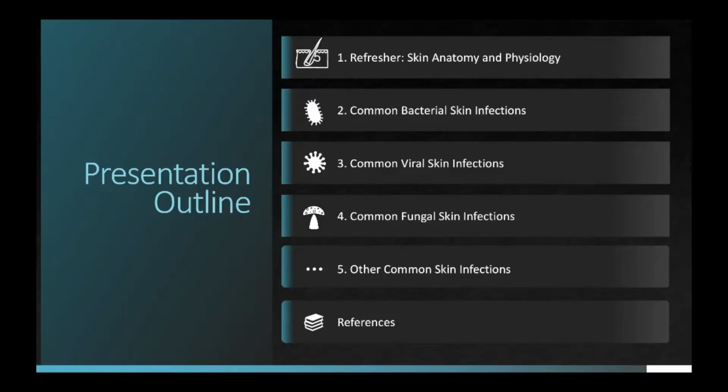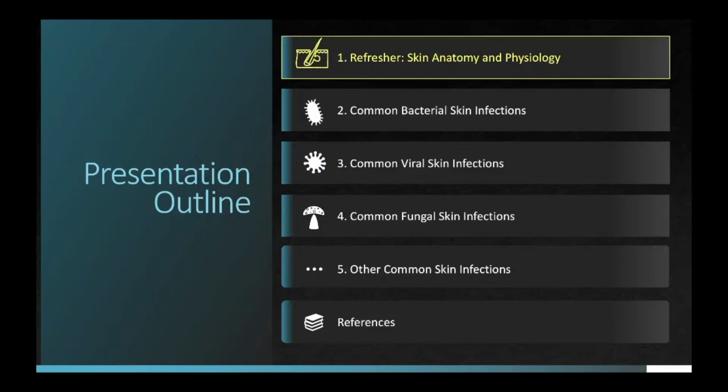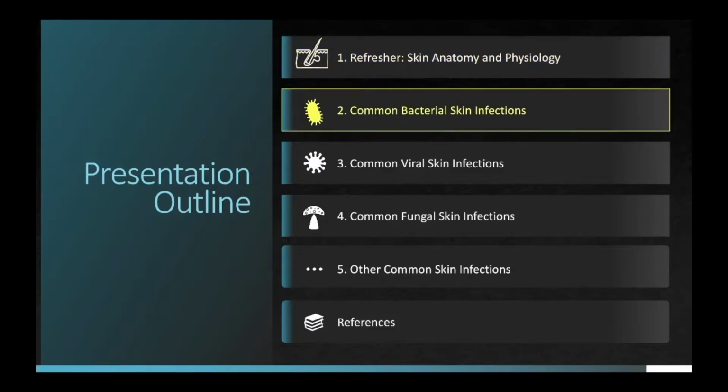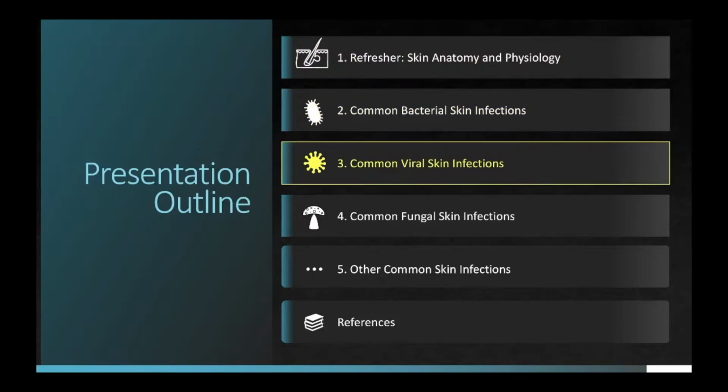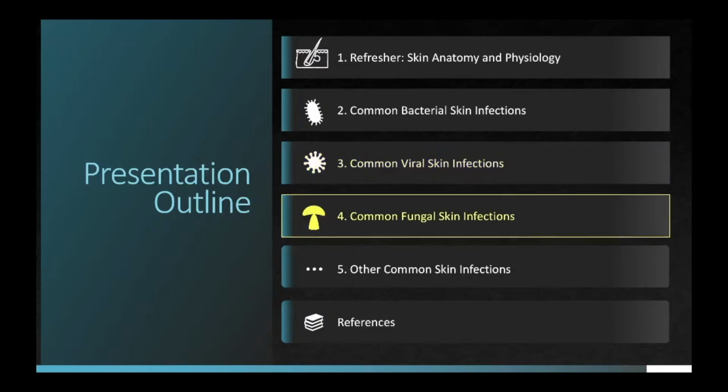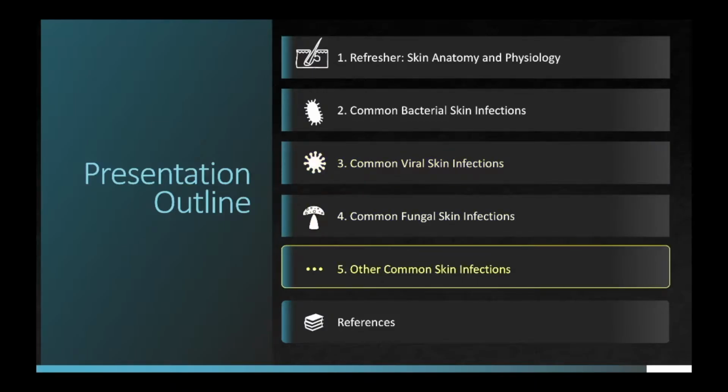In today's presentation we're going to cover a number of things. Firstly, we're going to have a look at skin anatomy and physiology. Next, we're going to consider some common bacterial skin infections. Then we're going to look at some viral skin infections, and then some common fungal skin infections, before finally considering other common causes of skin infections not previously discussed.